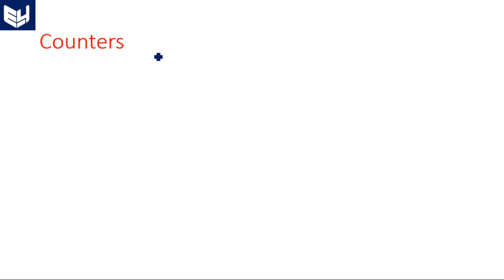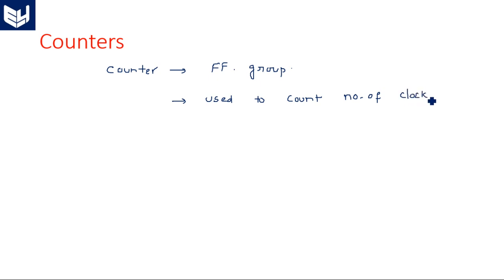Suppose we are taking a counter. Counter is nothing but first of all a group of flip-flops, like your register. Registers and counters are applications of flip-flops, and all of these come under sequential logic circuits. We know very well all these points. So a counter is used to count the number of clock pulses.